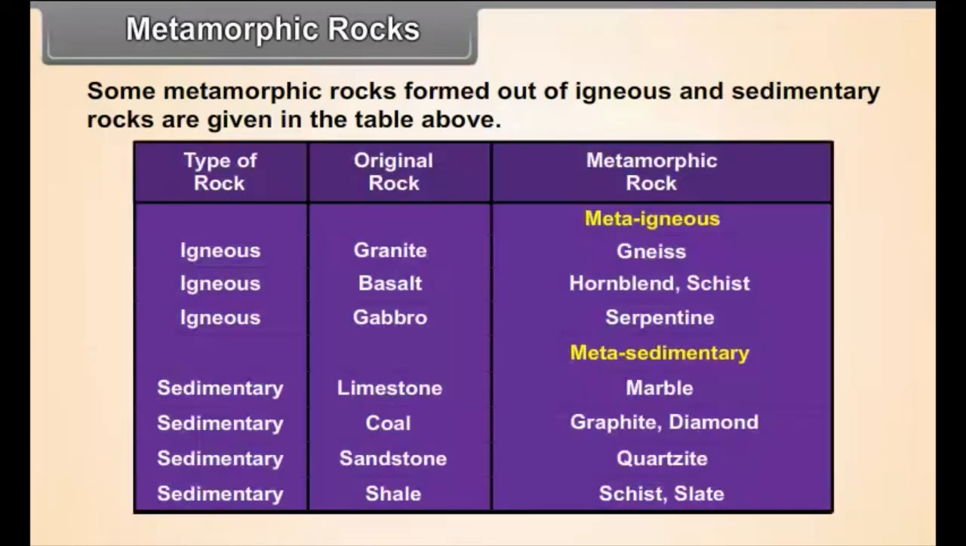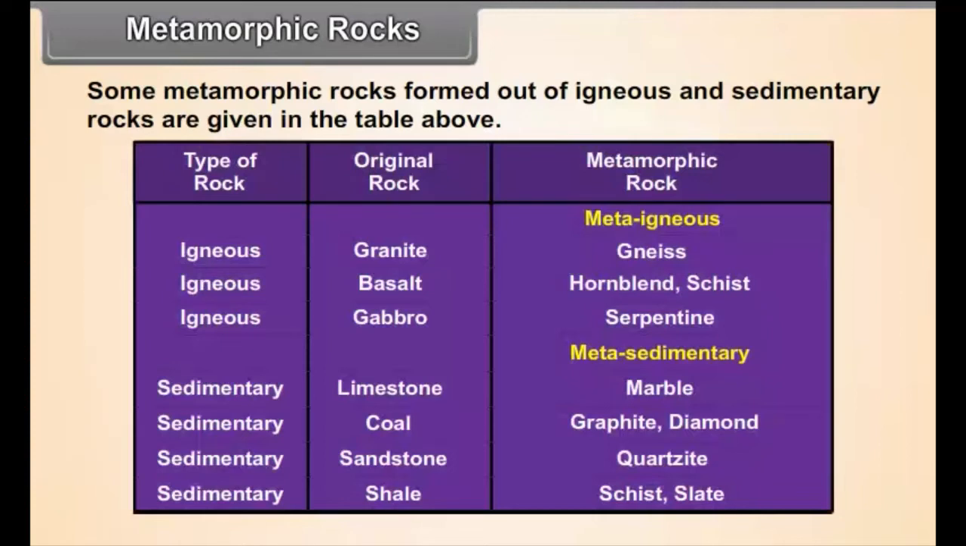Type of rock: igneous, original rock granite, metamorphic rock meta-igneous, gneiss. Type of rock: igneous, original rock basalt, metamorphic rock hornblende, schist. Type of rock: igneous, original rock gabbro, metamorphic rock serpentine.